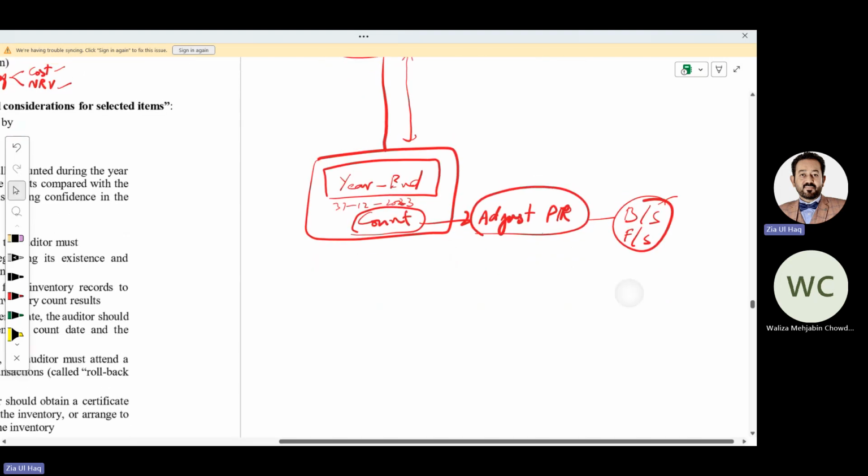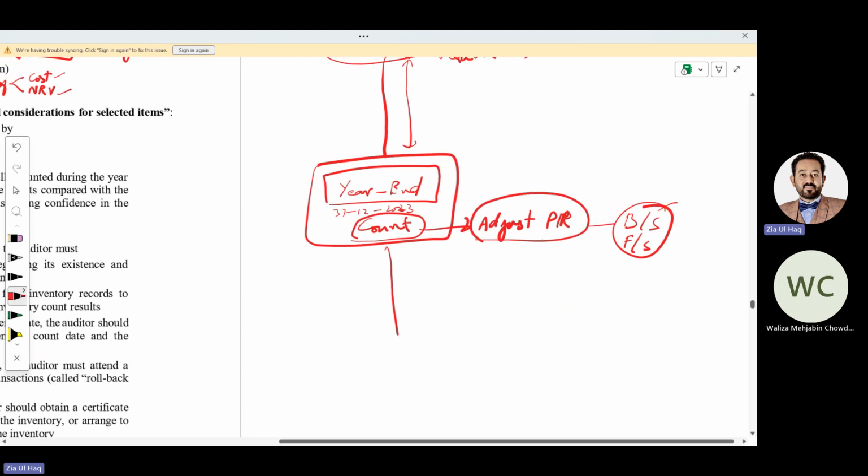If the client requests, we can conduct a count after year end. Or it might be that our auditor appointment is after year end and we were not available at year end. Then in that case, how can we verify the inventory? If our appointment is after year end, we can perform the count after year end. We need to count the inventory at that date, and against the count, we need to adjust PIR.